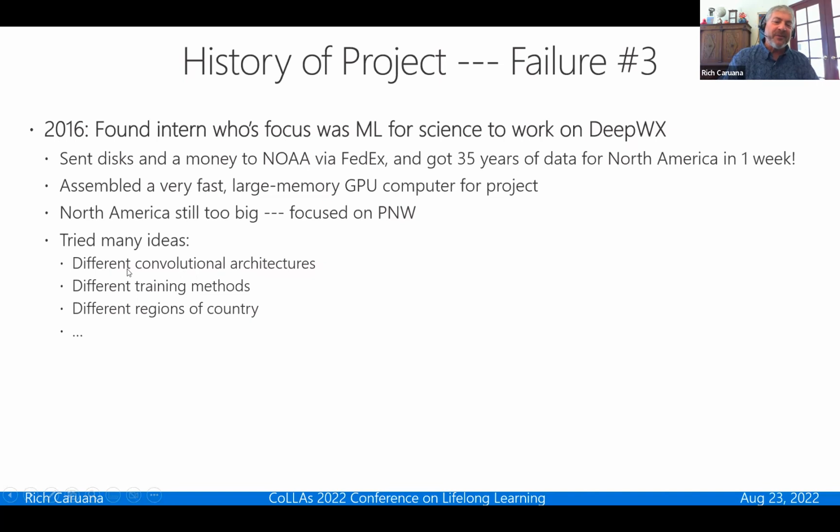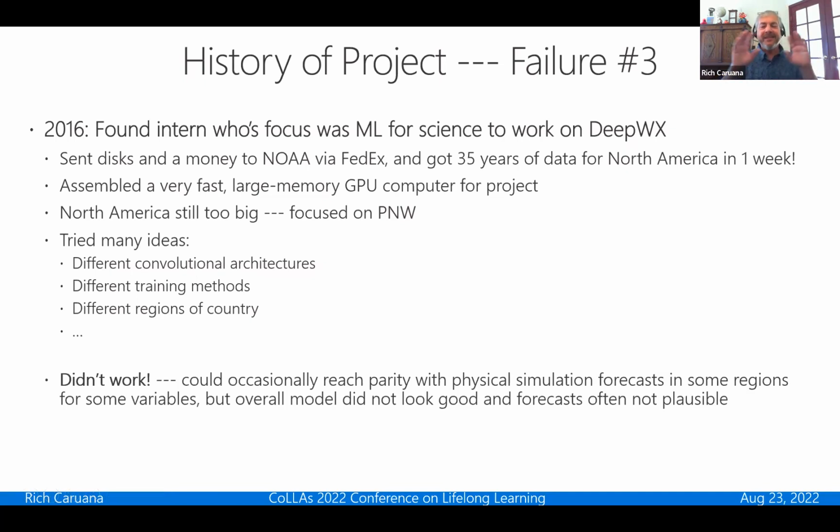And we tried everything we could: different convolutional architectures, different training methods, different parts of the country, predicting different variables. Nothing worked. Occasionally, we would get parity with physical forecasts for some variable, for some region, for some period of time, but it did not really seem like it was working. It just didn't look plausible. And often the forecasts didn't look physically real, like they were a little too extreme in some cases, which maybe now is good that we're having more extreme weather, but at the time it looked like they were too extreme.